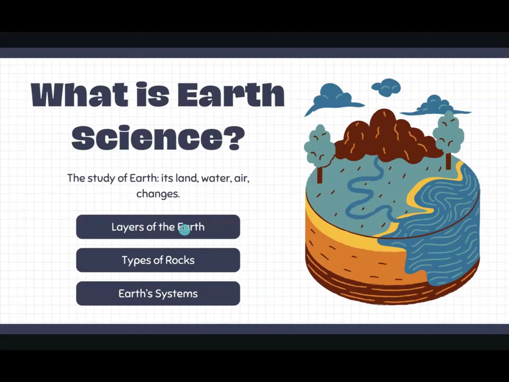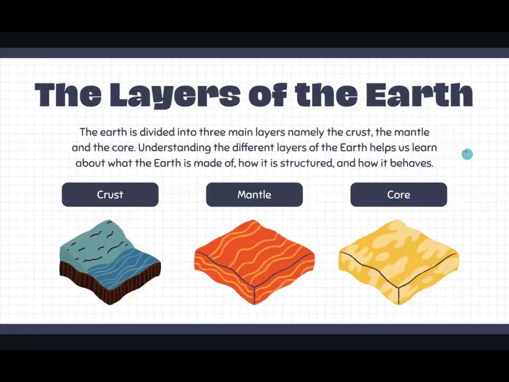The first are the different layers of Earth. So, guys, if you didn't know, there are three different layers of the Earth, and they're called the crust, the mantle, and the core. Understanding all these different layers will help us understand how and why the Earth behaves the way it does.